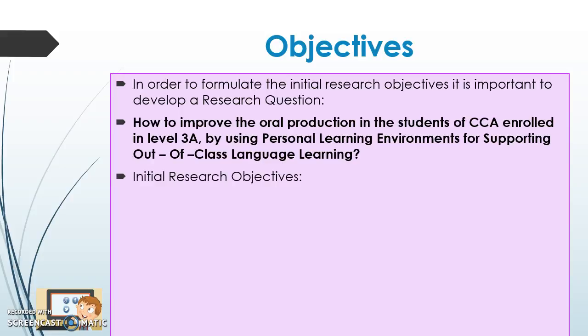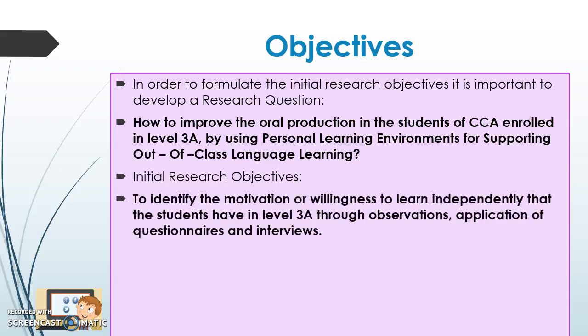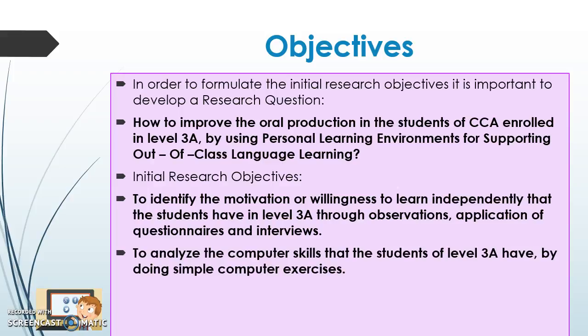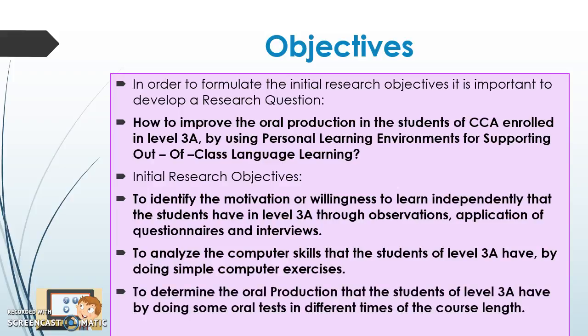The initial research objectives are to identify the motivation or willingness to learn independently that the students have in Level 3A through observations, application of questionnaires, and interviews; to analyze the computer skills that the students of level 3A have by doing simple computer exercises; and to determine the oral production that the students of level 3A have by doing some oral tests at different times of the course length.